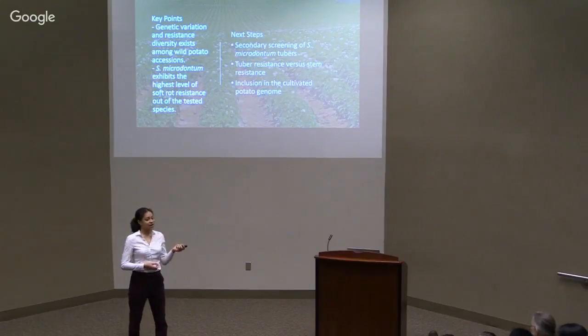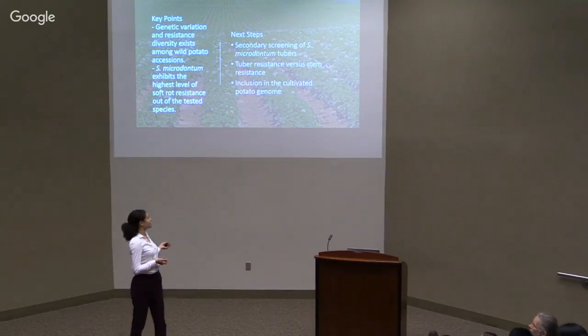Along with this, we will be collaborating with Amy Charkowski of Colorado State University, and we will be trying to figure out if tuber resistance directly correlates with stem and plant resistance. As of right now, we do not know the answer to this. Our long-term goal is to incorporate this resistance found among the wild accessions into the cultivated potato genome to give the cultivated potato resistance and more protection against this bacteria.